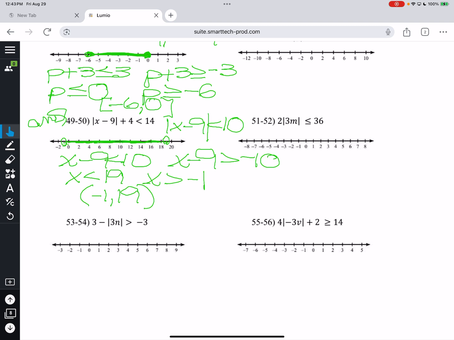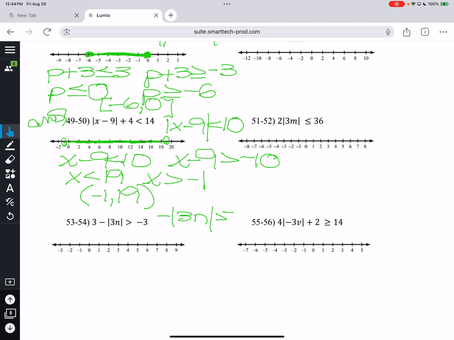Okay. 53, 54. What's happening here? What are we going to move first? Because we're not isolated. The 3. The 3. And it's a happy 3. It's a positive 3. So you make it a -3. So we have negative absolute value 3n is greater than what? 0.